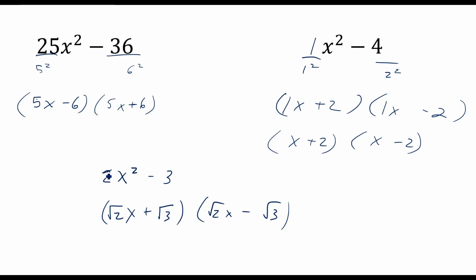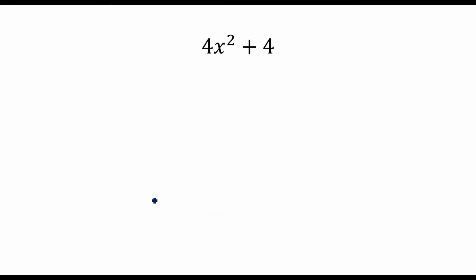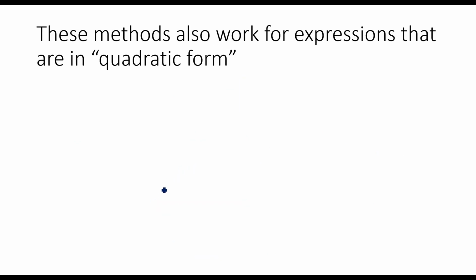If we didn't have the 2 on there, we wouldn't need that square root of 2. It would just be x plus square root of 3 and x minus square root of 3. You see? So if it's in this format, it can still be factorable. Yeah, that's it. Okay, I'm going to skip over this expression.